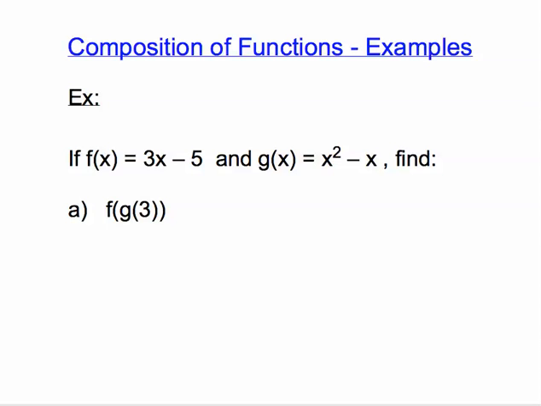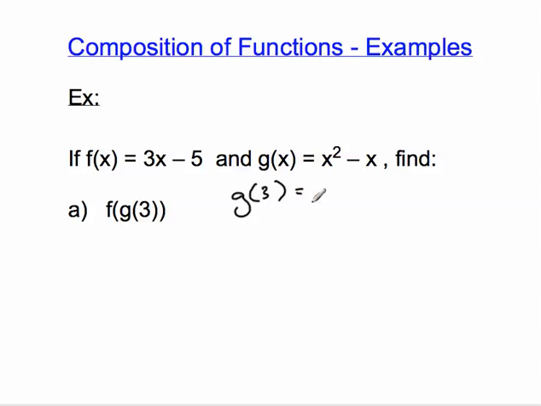Okay, now we're going to look at some examples of composite functions and work with them. So the question given here is, if f of x is equal to 3x minus 5 and g of x is equal to x squared minus x, find f of g of 3. To do that, we need to recognize that g of 3 is serving as the input of f.